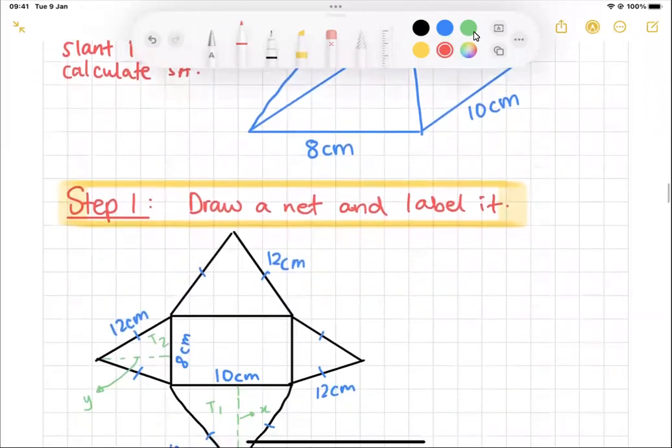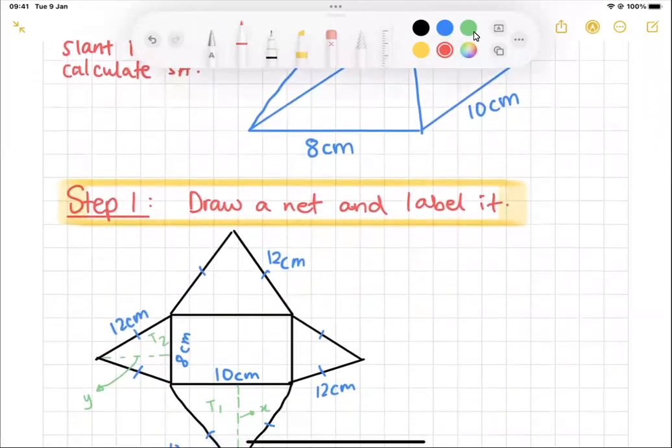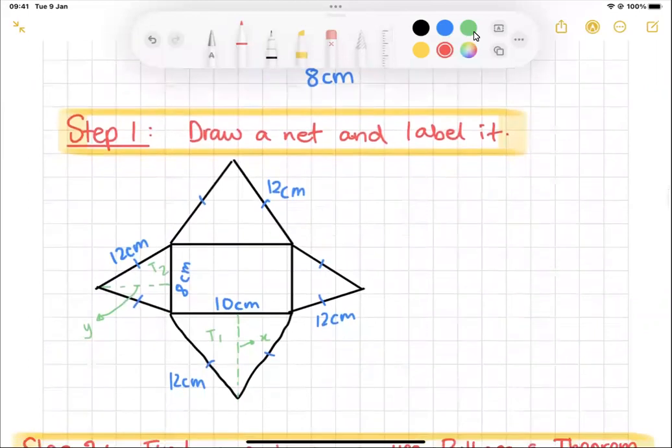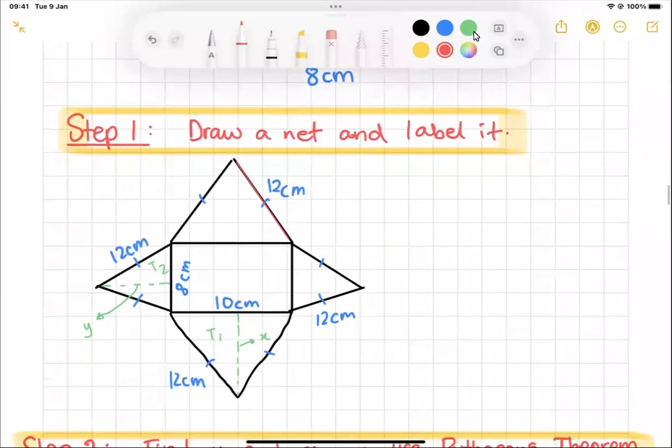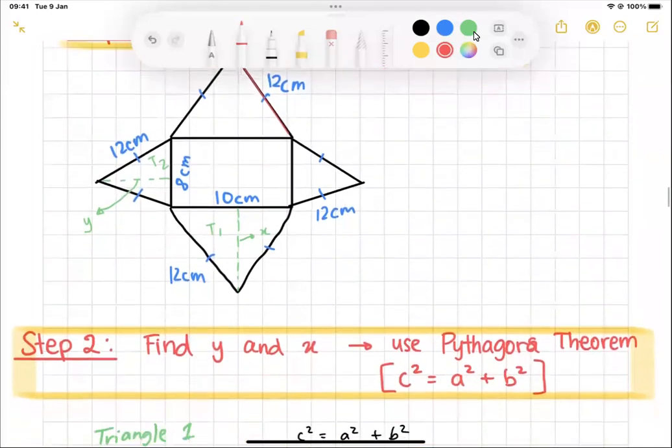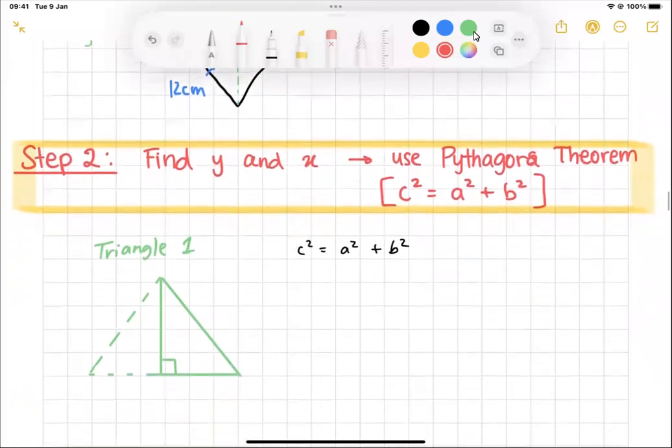Again, going back to our steps, step number 1: draw a net and label it. I've drawn it and labeled which one is T1 and which one is T2. Now, the slant length will be this part here. Each slant length will be exactly the same in each triangle. Again, I don't know what the height of each triangle is, so that's what I'm trying to figure out. This comes to our step number 2: what is y and x?